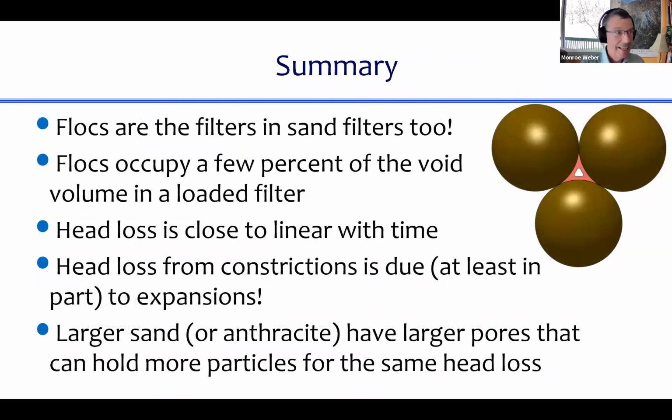So my summary: flocks are the filters in the sand filters too. Flocks act as filters inside the sand filters. They only occupy a few percent of the void volume in a loaded filter. The head loss is close to linear with time. The head loss from constrictions is due, at least in part, to flow expansions as the water exits the constriction and comes out the other side. Larger sand or larger anthracite have larger pores that can hold more particles for the same amount of head loss. So if you want to reduce the amount of head loss that you have, you can use larger pores. Larger sand grain would do that.